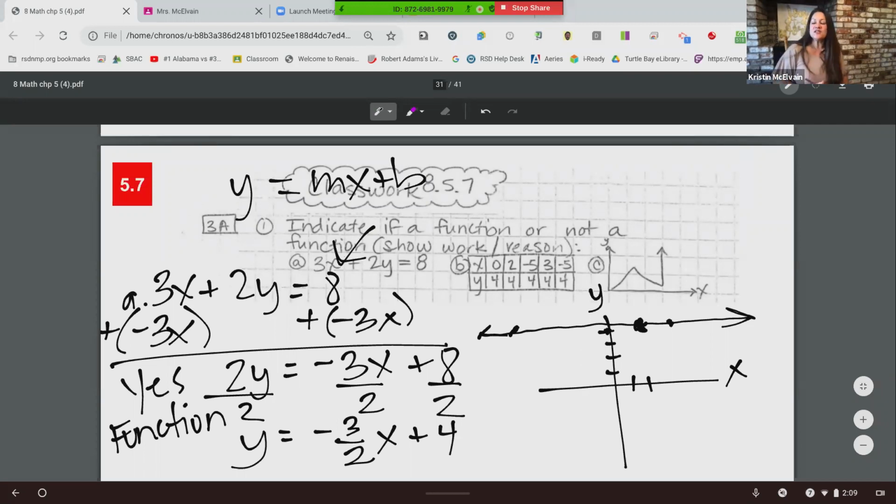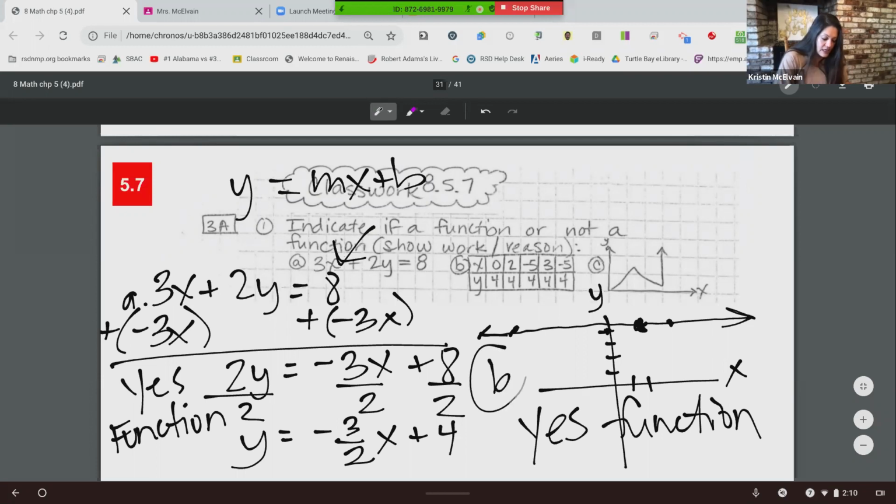There we go. So what we have here is a horizontal line, and that is with a slope of 0. And so the rise is 0, so it doesn't go up or down, it stays straight, but the run can be anything. So yes, this is a function because all of the x's are different inputs, even though it's the same output. Okay, so it's okay if we have a horizontal line. So B is yes, function.